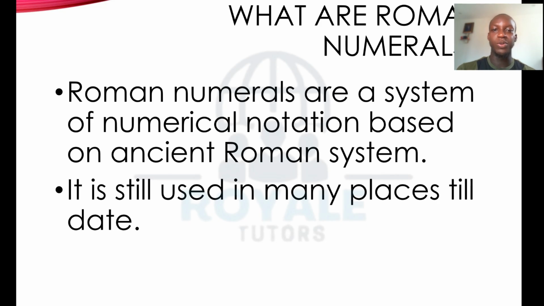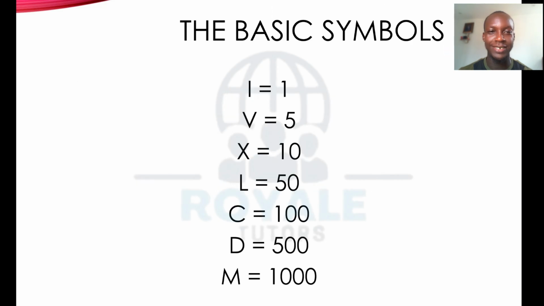We're going to be assuming that we're in the ancient Roman system. We're going to look at how they wrote their numbers back then and how we can still use it now. Of course, it is still used in many places to date. Some use it to represent time. So let's keep moving.